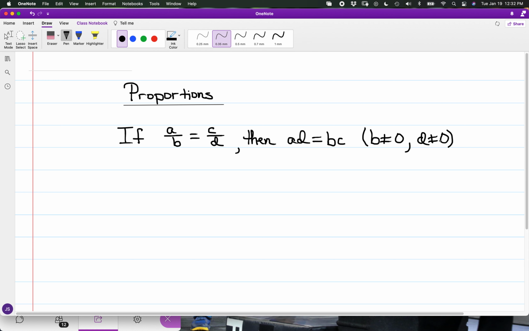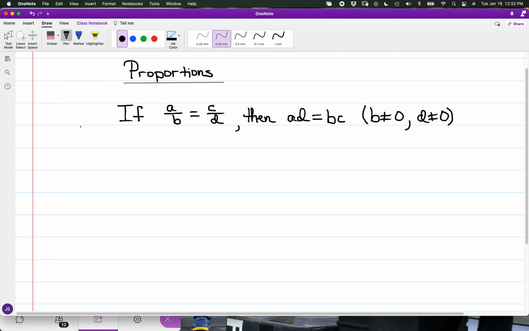Now one might ask, if B and D are 0, well, A times 0 is 0, and 0 times C is also 0. But the reason for these restrictions is that we're starting out with rational expressions, and you can divide into 0, but you cannot divide by 0, that is, have 0 at the bottom.